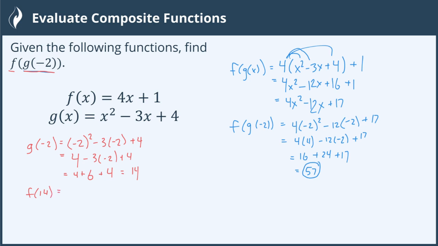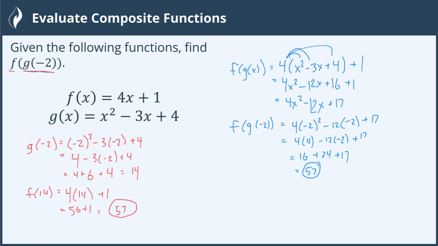So f of 14, f is 4x plus 1. So my input is 14, plus 1. 4 times 14 is 56. Plus 1, I get 57. Notice either way, I get 57 as my final answer.